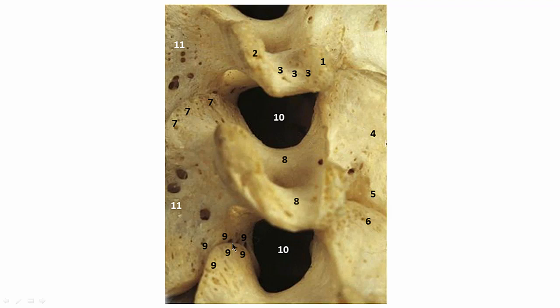The uncinate process fits into a little facet on the lateral inferior posterior corner of the vertebral body to create something called the uncovertebral joint, or the joints of von Luschka. Okay, so those are important.